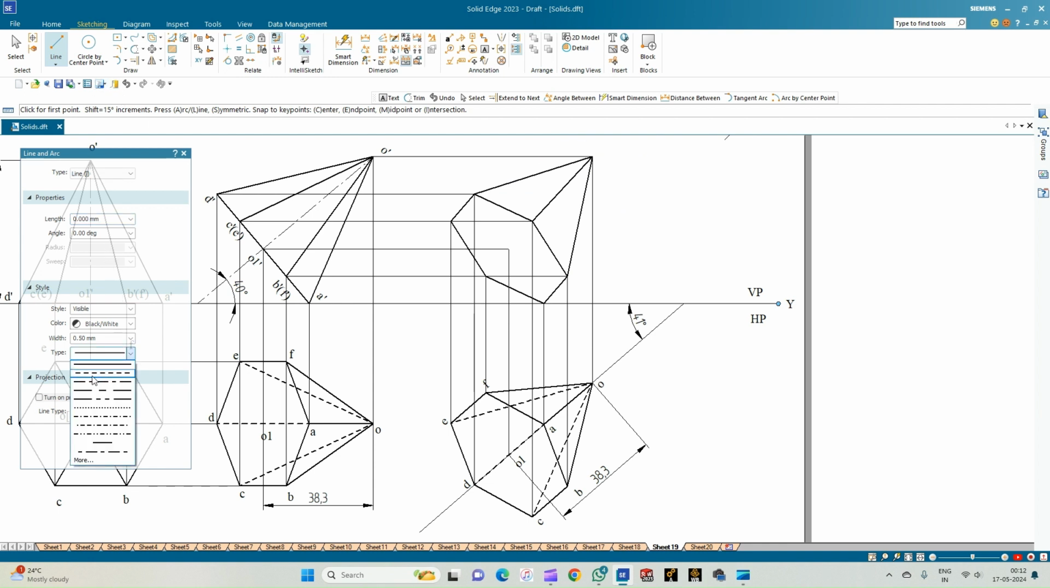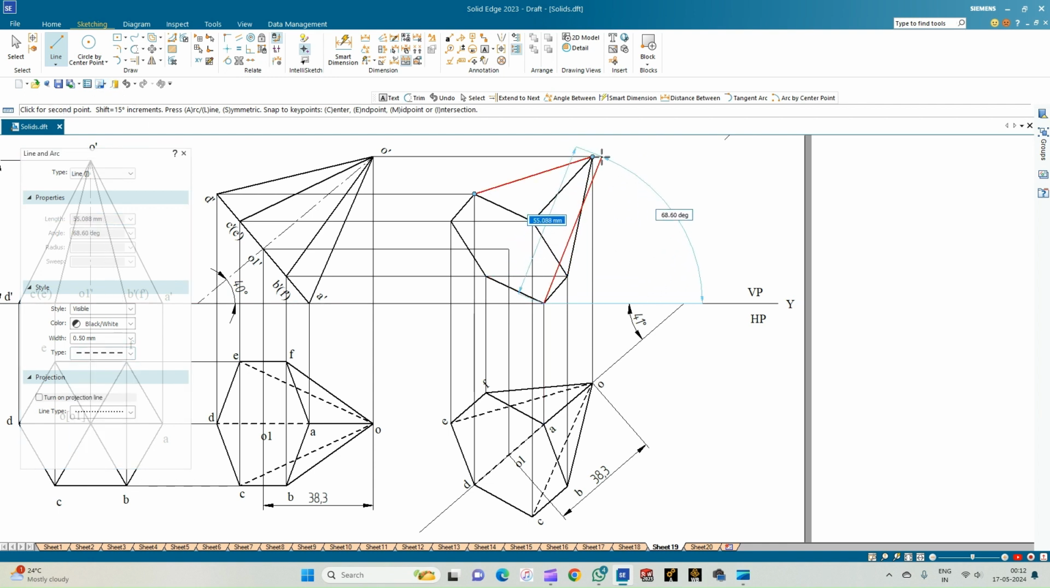So the inner edges will be the dotted lines. So this base plate is completely solid, and obviously the edge lines which is originating from inside the base plate will be the dotted line.